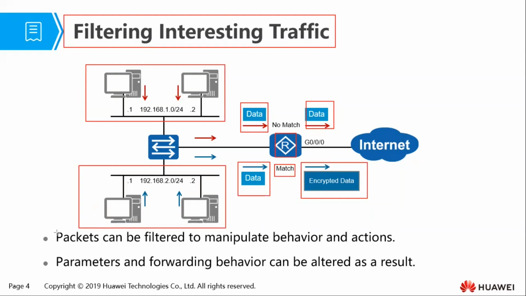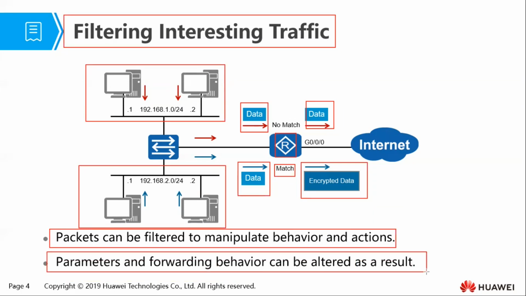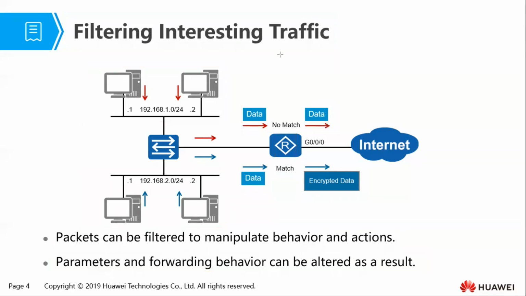Interesting traffic. So packets can be filtered to manipulate behavior and actions. So parameters and forwarding behavior can be altered as a result. Forwarding behavior such as encrypting the data. Parameters for protocols such as OSPF and RIP, we might change parameters like the priority and so on and so forth. So those are the two applications of ACLs in general.